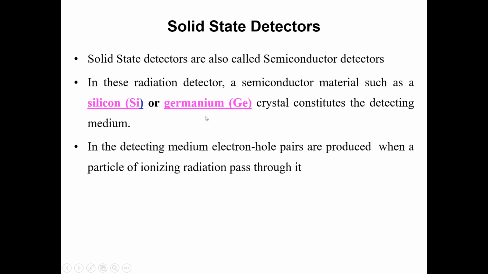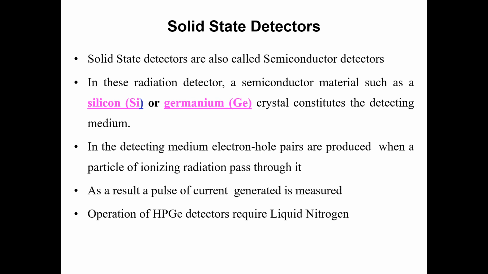So we have the silicon or germanium crystal in solid state detectors, and the ionizing radiation, let's suppose we have neutrons or alpha particles. These radiations interact with the crystal, which may be silicon or germanium. As a result of that interaction, we have the electron hole pairs. When the radiation passes through it, a pulse of current is generated, and that current is measured, and it gives us a sense of radiation detection.